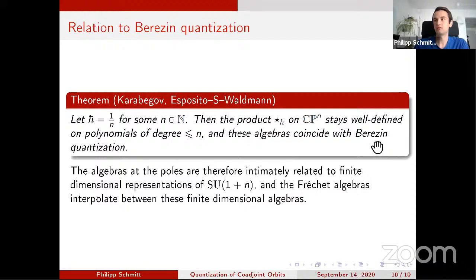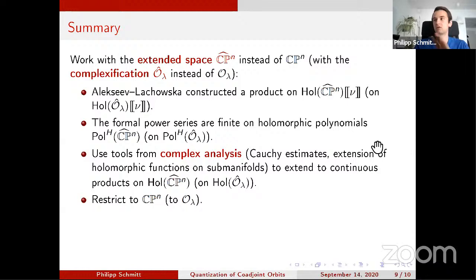With that, I would like to thank you for your attention and say that in the second part of the talk, I will try to go through these steps again and tell you in more detail what coadjoint orbits are, what complexifications of coadjoint orbits are, how the star product is constructed, and so on and so forth. Thanks.